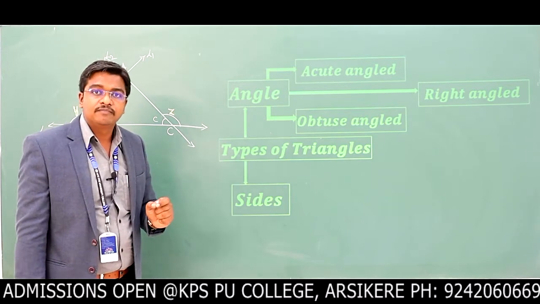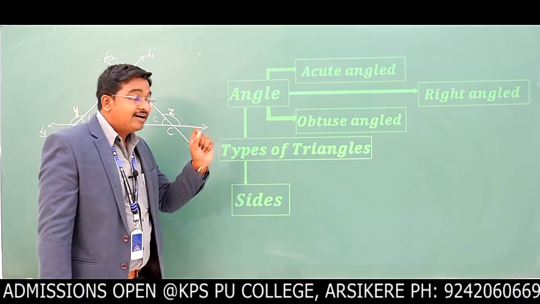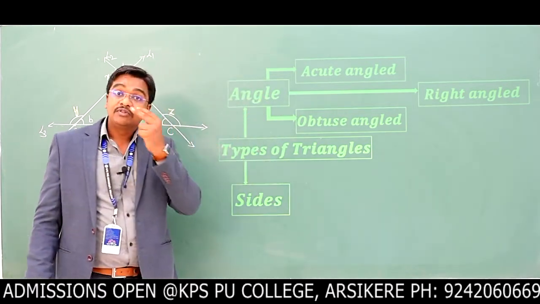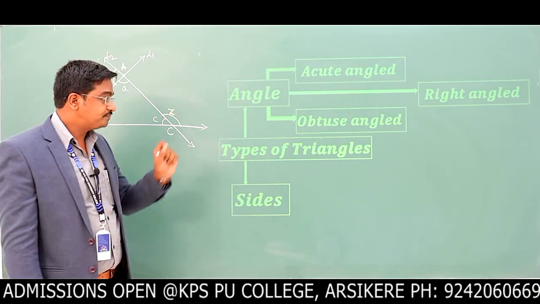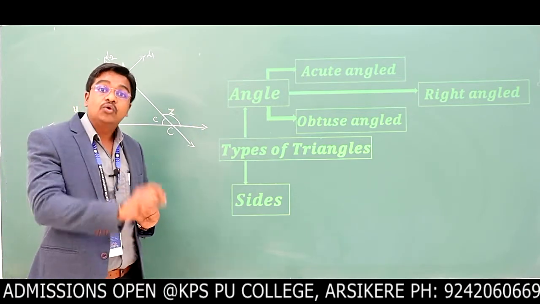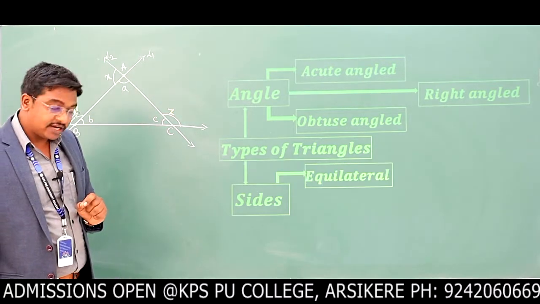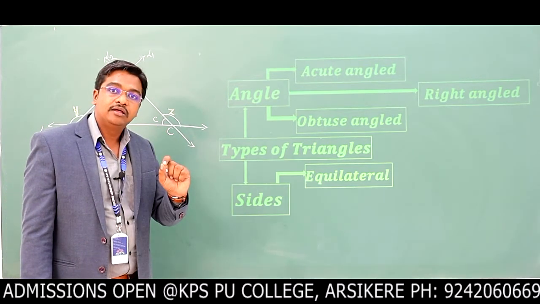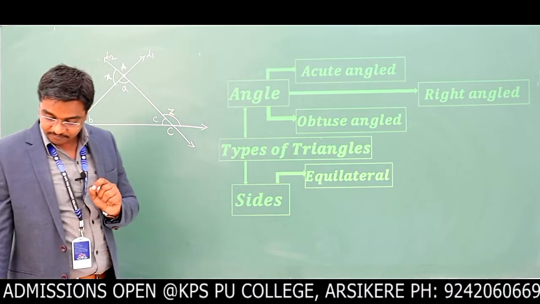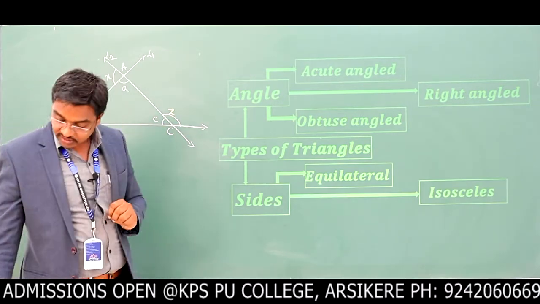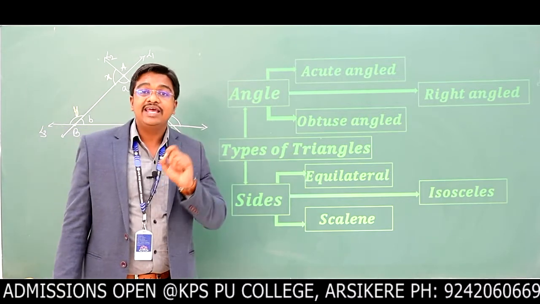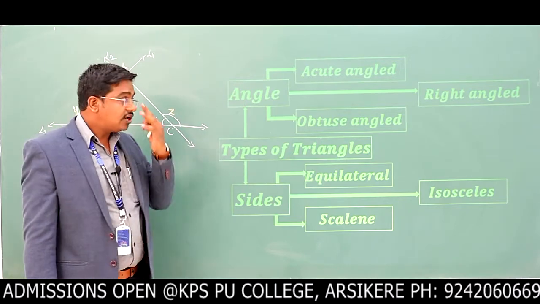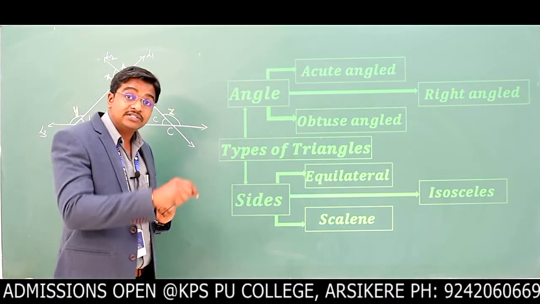Right angle means here angle is equal to 90 degree. Acute angle means here in between 0 and 90 degree. Obtuse angle in between 90 and 180 degree. On the basis of sides we are divided into equilateral triangle, where all sides are equal. Second one isosceles, two sides are equal. Third one no sides are equal, that is called scalene triangle. This is on the basis of angle, this is on the basis of sides. So now discuss one by one and what are the properties.